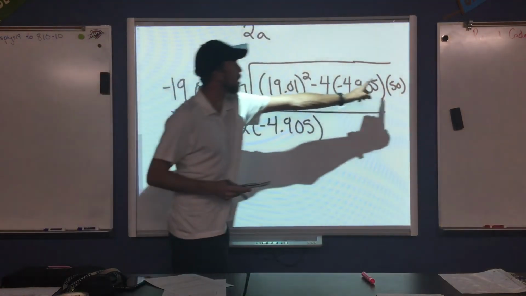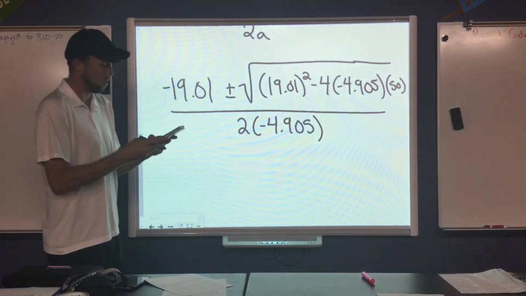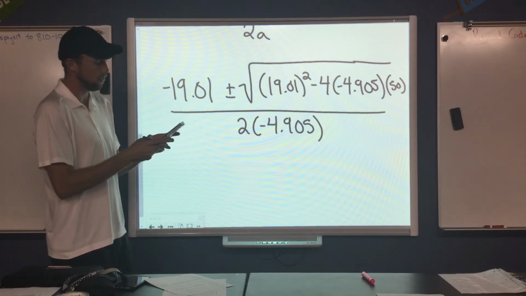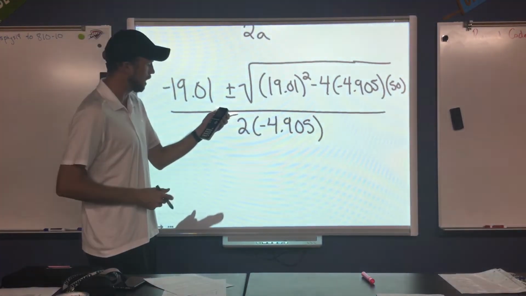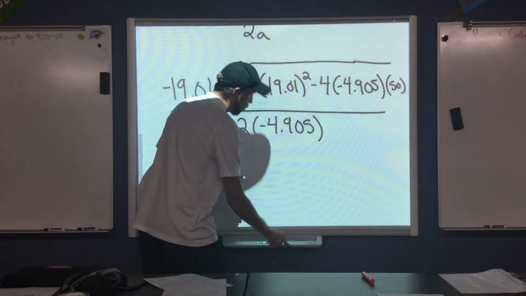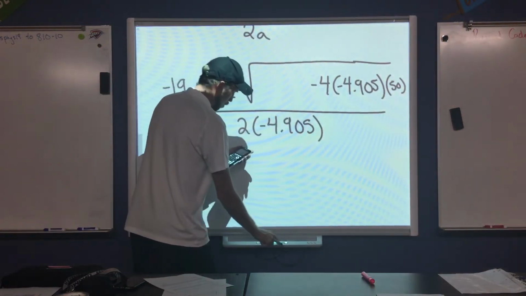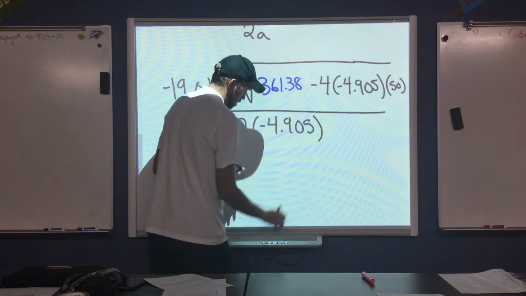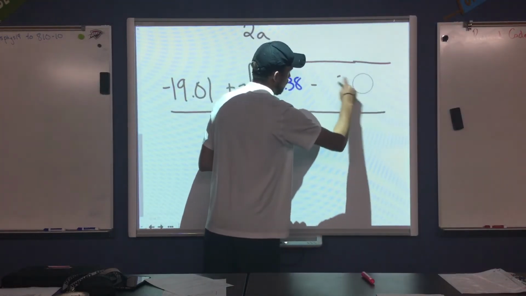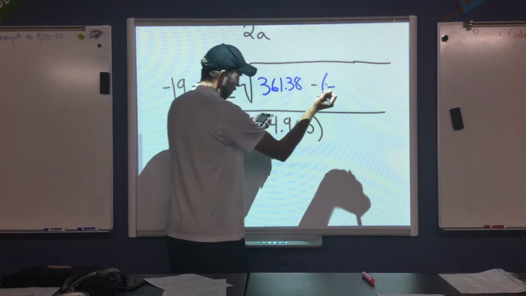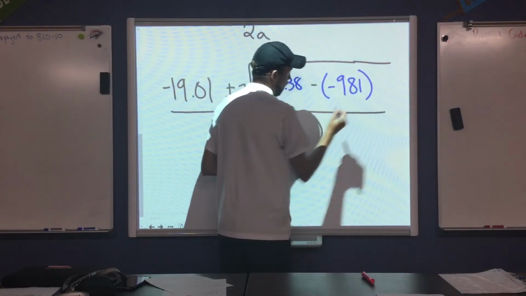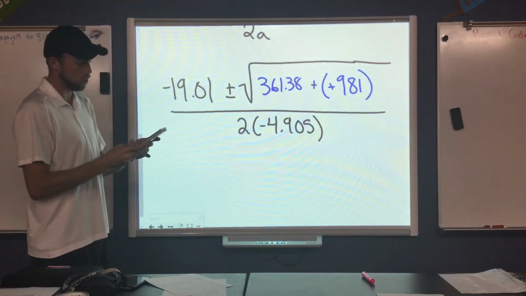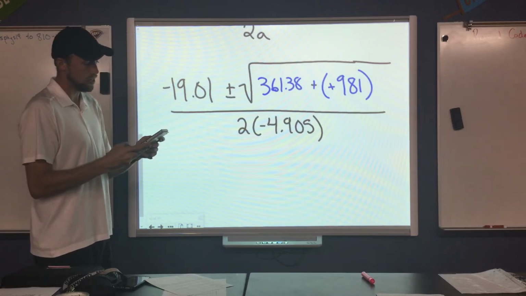So I'm going to plug in everything under my radical here. 19.01 squared and 4 times negative 4.905 times 50. So I'm going to get here for 19.01 squared. I'm just going to plug this value in now. This is actually going to become 361.38 minus, you have to be careful here, it is going to be minus a negative 981. So remember, subtract a negative, that will turn our value into a positive. So now we'll add 361.38 plus 981.